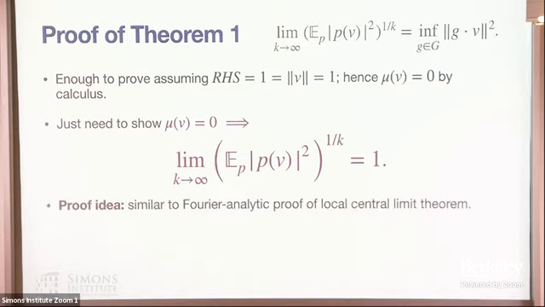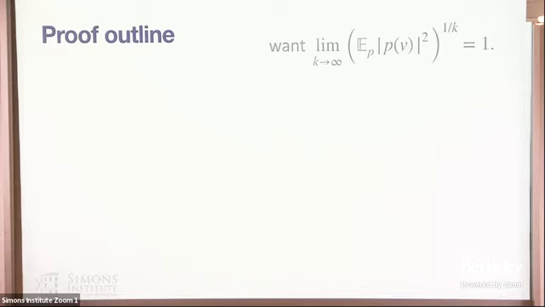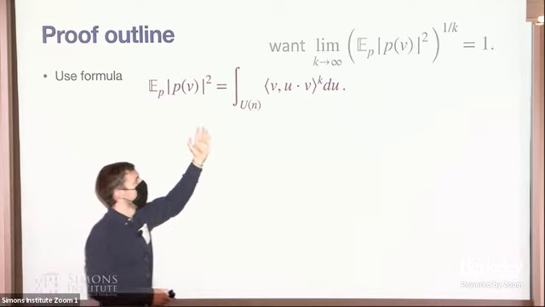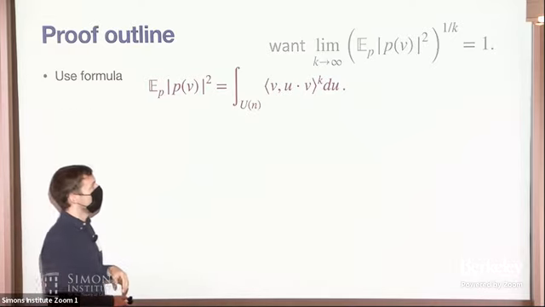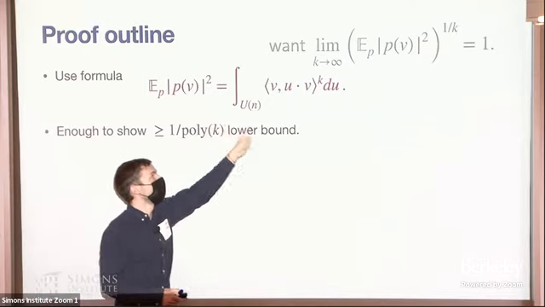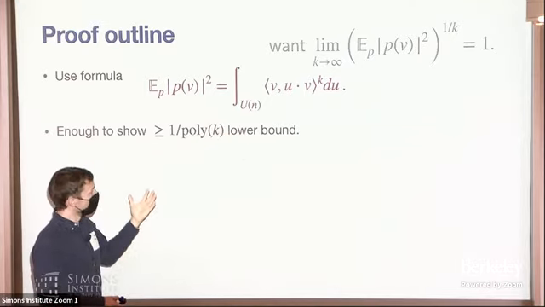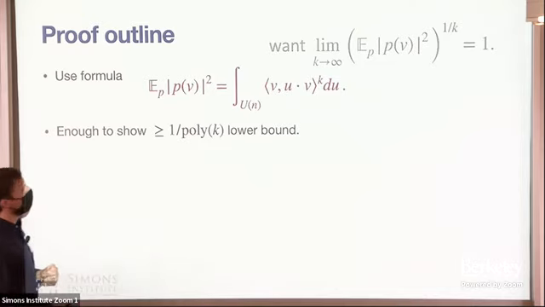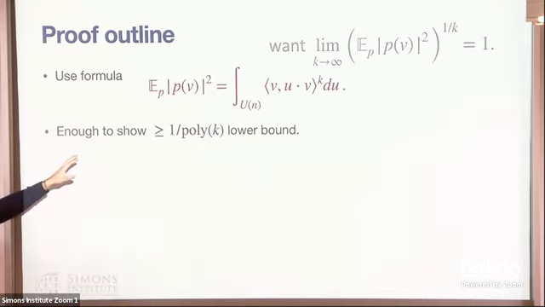Yeah. And the proof of this is kind of like the Fourier analytic proof of the local central limit theorem, in the sense that we're going to be just looking at some interval. So we're going to use this formula which I already mentioned, which is that it's equal to some average over the unitary group. And we need to show that this is decreasing not too fast. So a 1 over poly k lower bound will suffice, because remember, we're taking this all to the 1 over k at the end.